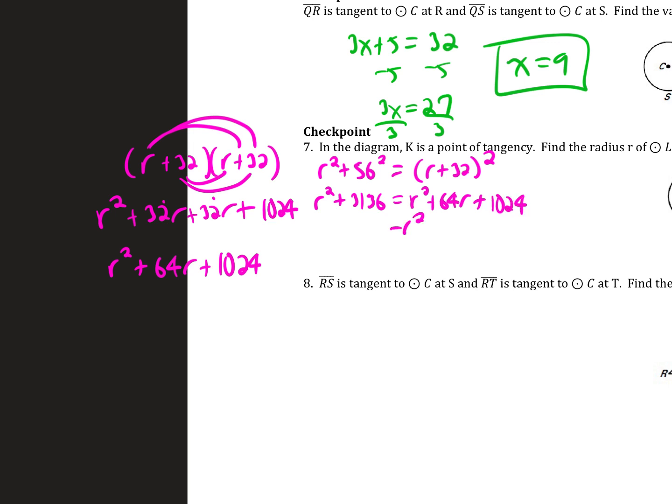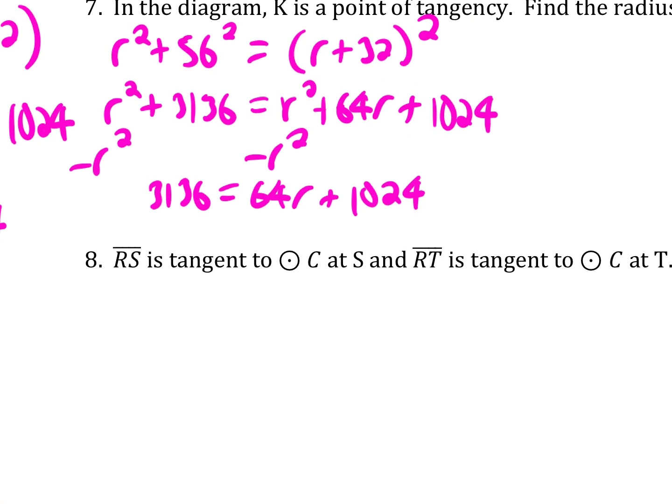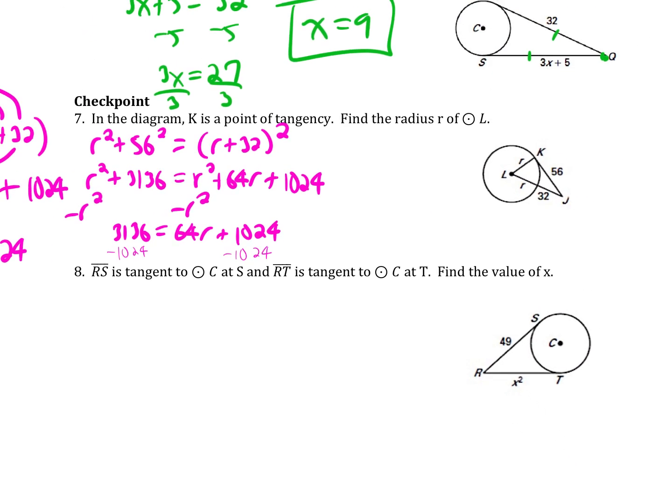Okay, subtract r squared to get rid of those. 3,136 equals 64r plus 1,024. Get the 64r by itself by subtracting 1,024. And we get, on the left-hand side, 2,112 equals 64r. Divide by 64. And we get r equals 33.